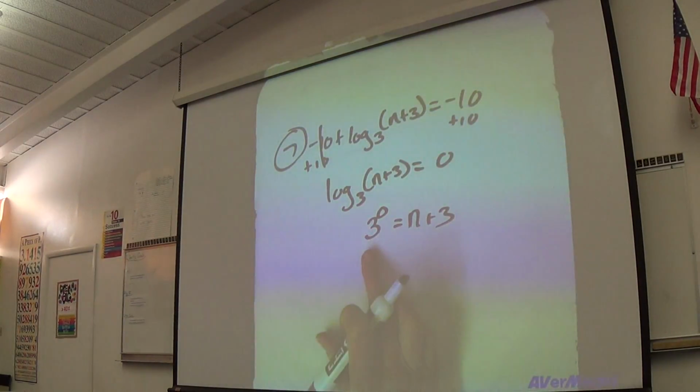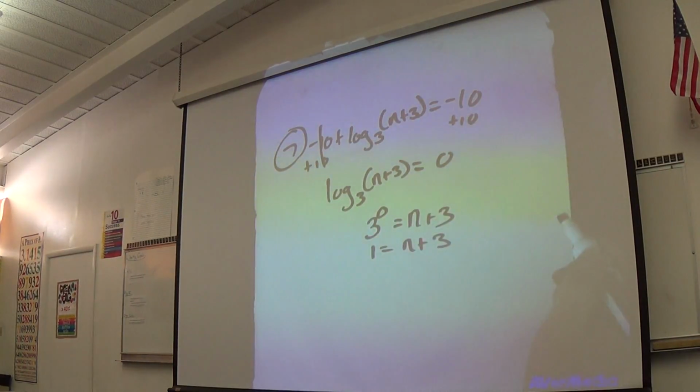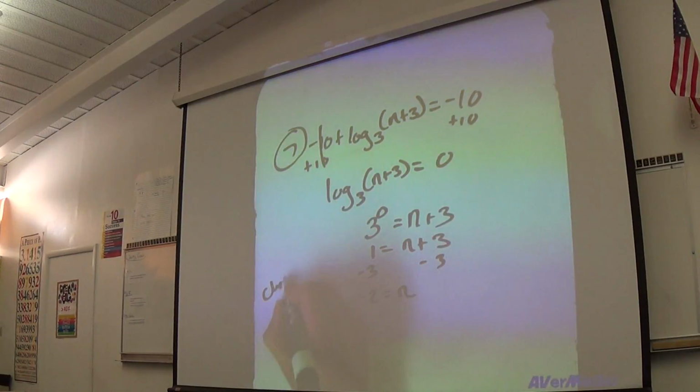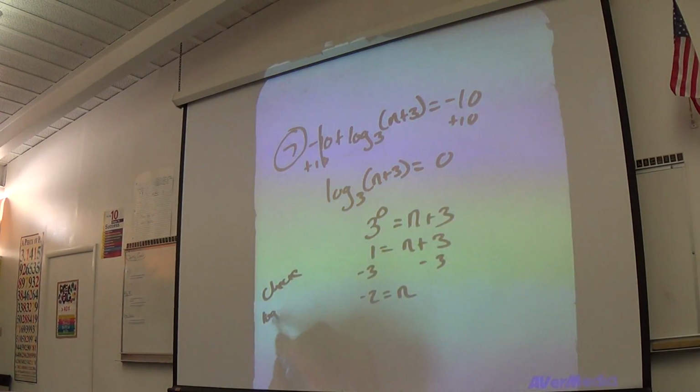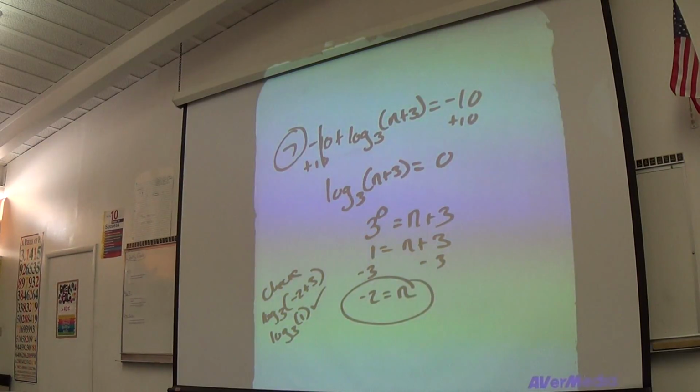What is 3 to the 0 power? And then how do I solve for n here? Don't forget on these logs, you always have to check them. You go all the way back to the original log, plug in the -2, and you need to get a positive number on the inside, which you do. So that means you can keep that -2 as your answer.